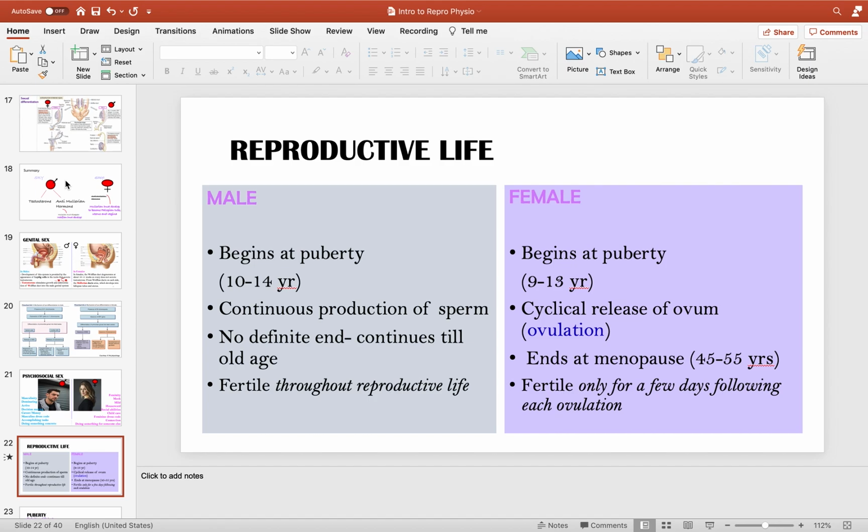The female begins at puberty, 9 to 13 years. Cyclical release of ovum, or ovulation, occurs monthly, and reproductive life ends at menopause, which is about 45 to 55 years old. Females are fertile only for a few days following each ovulation.